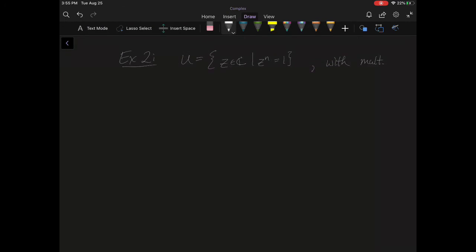So now let's look at a second example. For this, we're going to look at the roots of unity. So that's all complex numbers such that raising it to the nth power, where n is a fixed positive integer, is equal to 1. And we're going to look at our group operation of multiplication. So the first thing we have to note is that if we have any complex number in our set, we can write that as z to some power k.